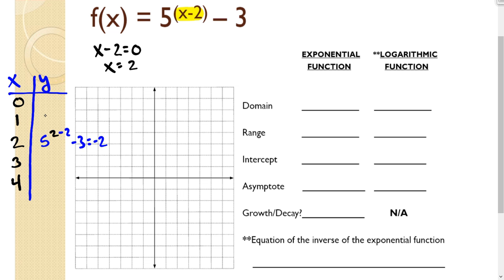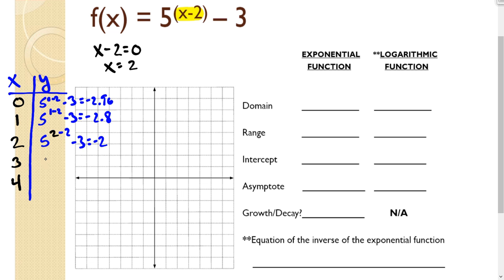So doing the other ones, if I plugged in 1, I'd have 5 to the 1 minus 2. That's 5 to the negative 1. That is 1/5. 1/5 minus 3 is going to give me, what, negative 2.8? If I plugged in 0, I have 5 to the 0 minus 2. So that's 5 to the negative 2, which is 1/25, or 0.04. And 0.04 minus 3 is negative 2.96, okay? So you can see that these numbers are getting closer and closer to some value.